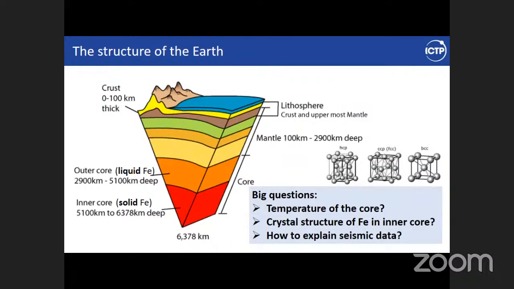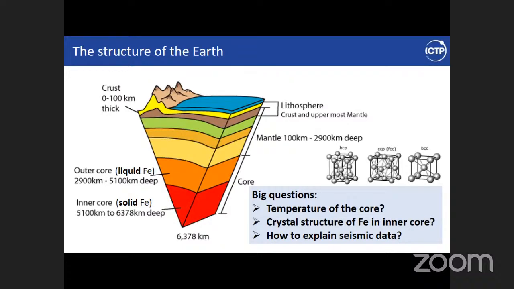So let me go back to the Earth and try to understand how phase transitions actually affect our understanding of the Earth's core. I'm going to focus on the Earth's core, right? So I already said there is a mantle, there is a crust, there is a core, and the important thing to remember about the Earth's core is that the core is divided into two layers.